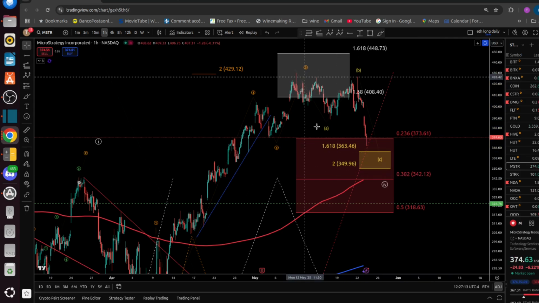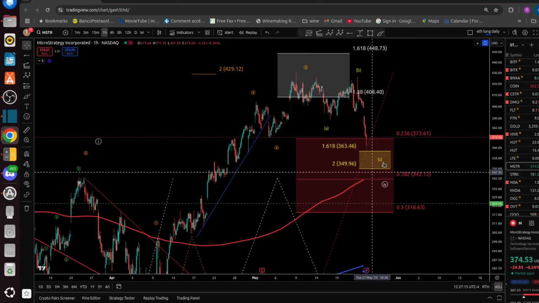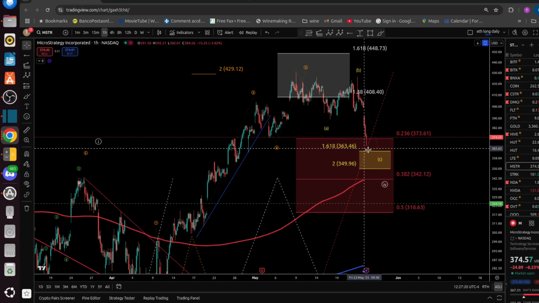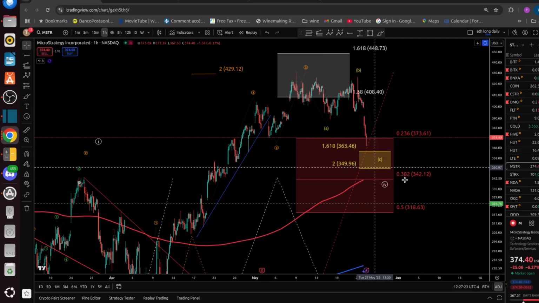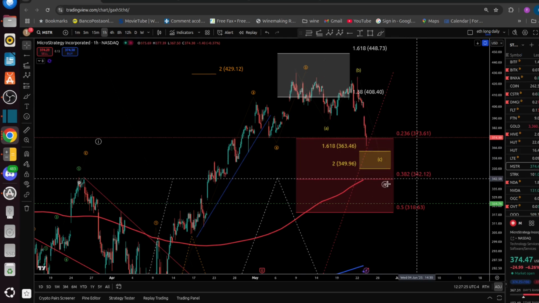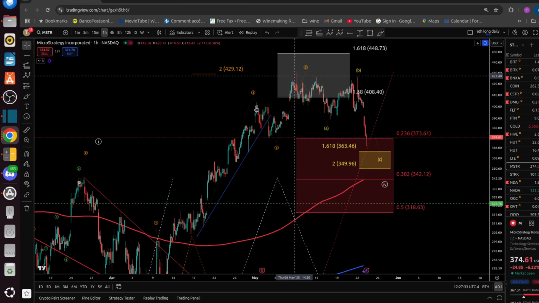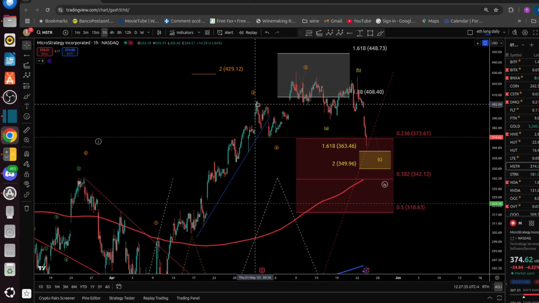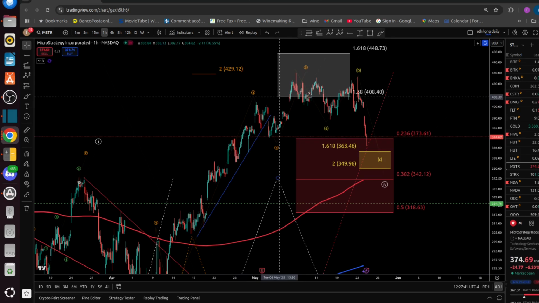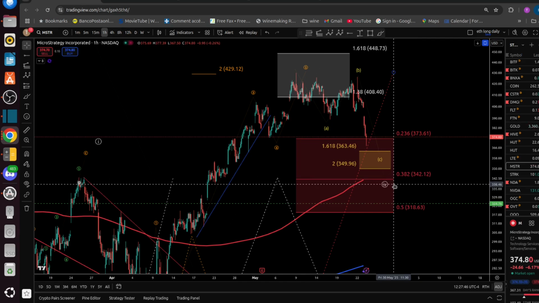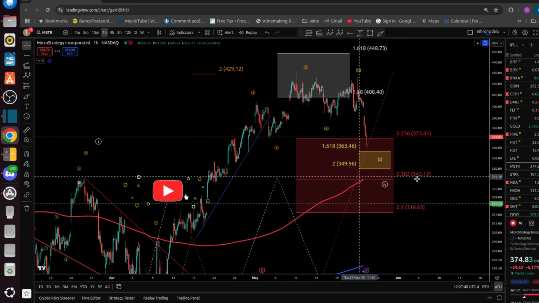So for the moment I'm going to leave it like this, A, B, C ideally, and now expecting a reaction maybe at the 1.618, maybe at the 2x or 0.382, 342. For me, 342 would be a nice re-entry level. I took some profit at the top. Actually, I took some profits around here, and I think it was 396 and 400 something. Yeah, I would be inclined to re-enter my capital at 342.